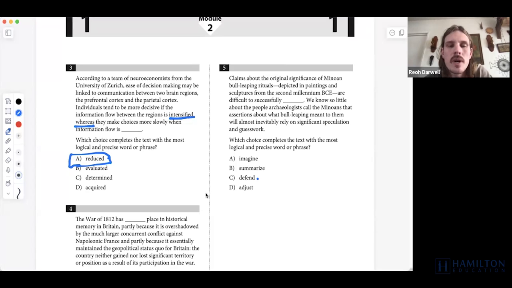This is a classic example of where other words in our paragraph are words that we need to know, not just the words in our answer choices, right? We need to know what decisive means here, and understand that decisive and more slowly are opposites of one another. When we do that, we see that reduced is the only thing that is the opposite of intensified. These other answer choices, acquired kind of sounds good without any second look at it, but once we take a second look, we see that acquired and determined are pretty clearly incorrect distractors here for number 3.